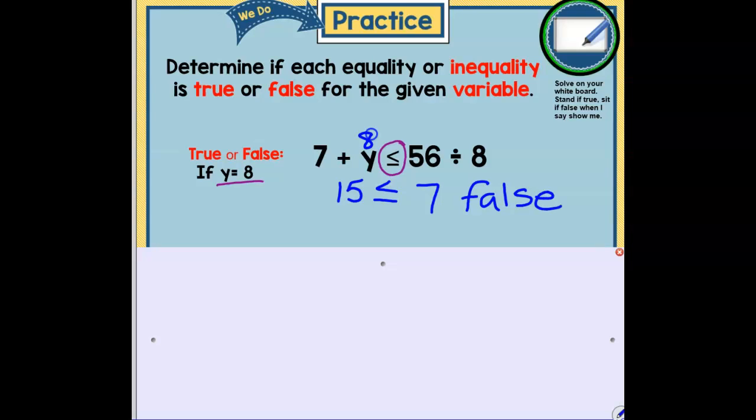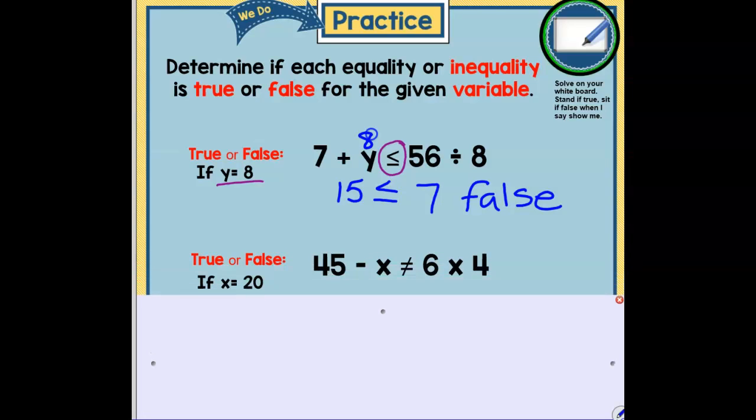Okay, go ahead, check your answer and see if you went wrong. Where did you go wrong? Was it a computation error or a calculation mistake? Or was it not understanding the true or the false part? Okay, next problem. Go ahead and write it down on your board. 45 minus x is not equal to 6 times 4 if x is equal to 20. Go ahead and tell me first, solve each side, evaluate each side, and then tell me, is this a true or a false inequality?